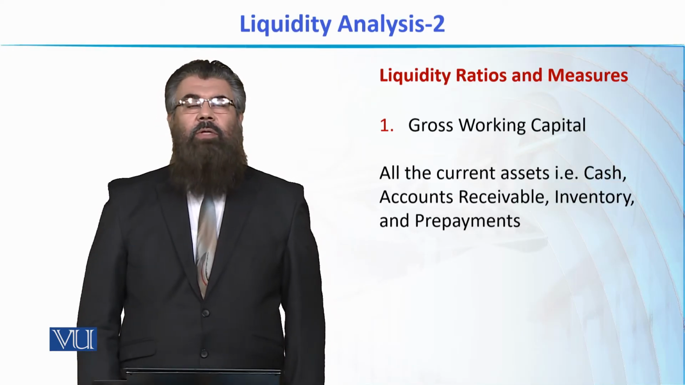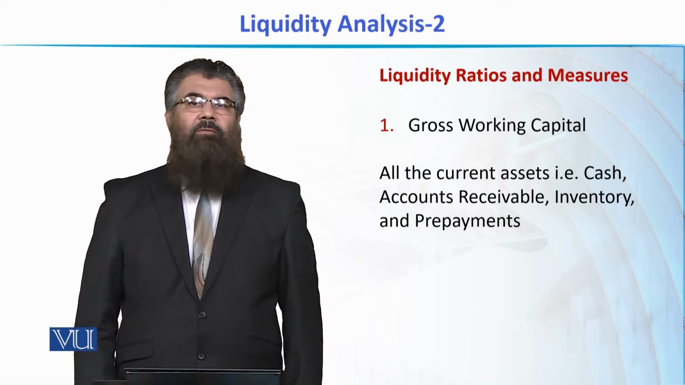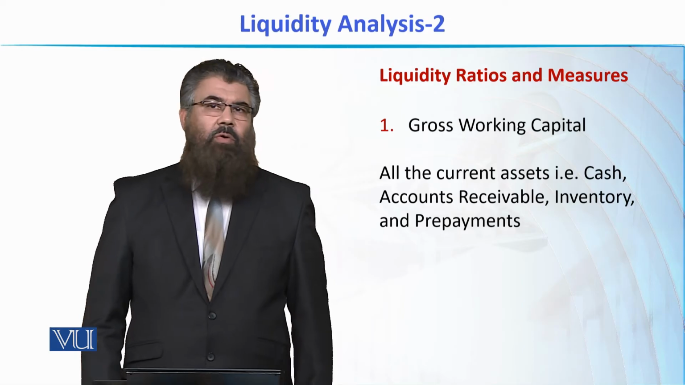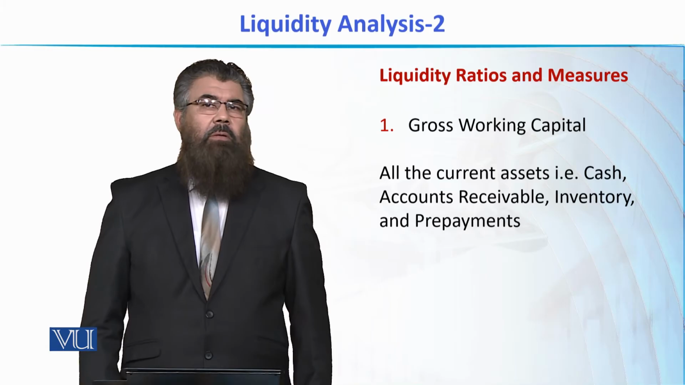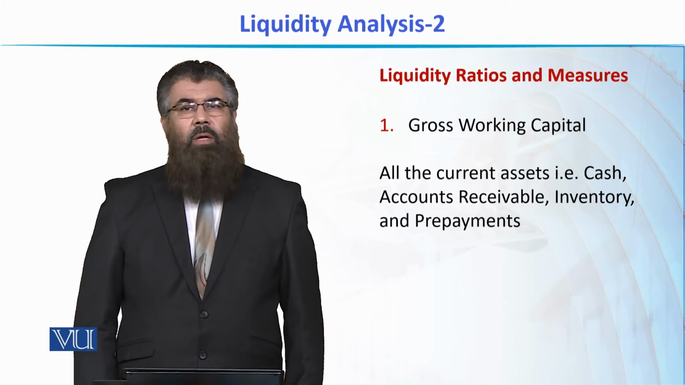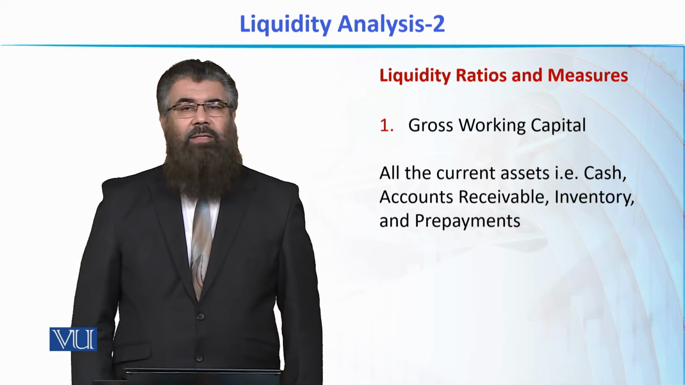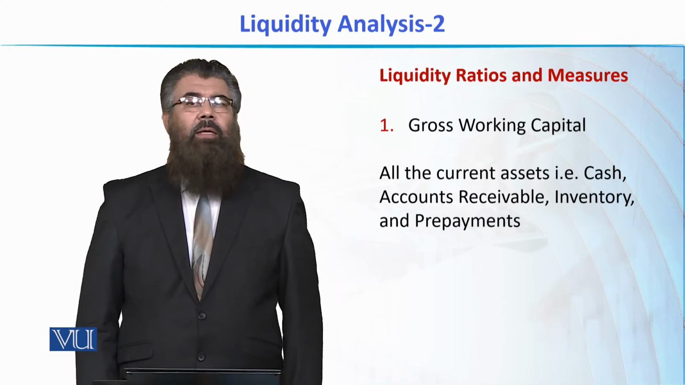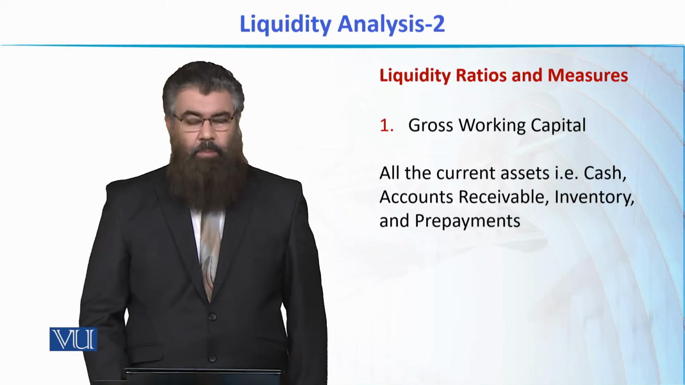फिर liquidity को देखने के लिए हमारे पास overall current assets भी हैं. I mean, the total value of the current assets shows the liquidity position of a company. More is the value of the current assets, better is the liquidity of the company. So with reference to current assets, we use the term gross working capital. So gross working capital is nothing but the total value of all the current assets. And the current assets are commonly cash and receivables and inventory and prepayments.